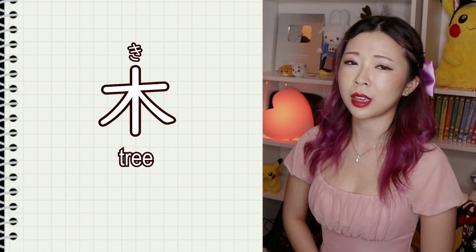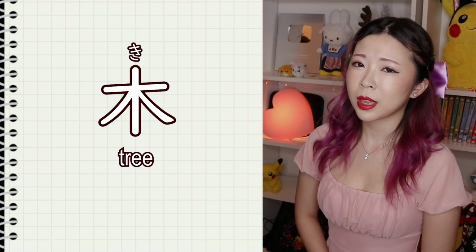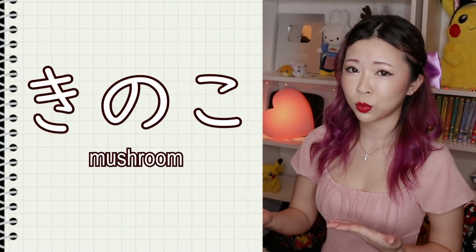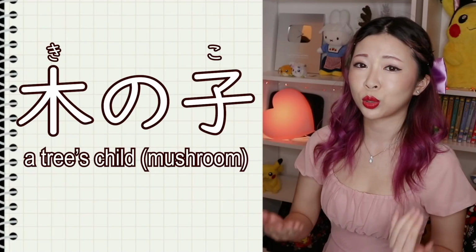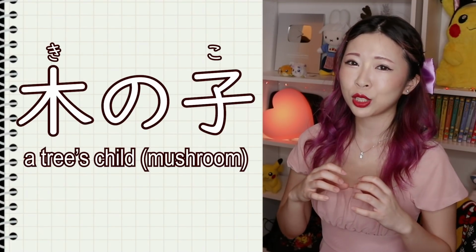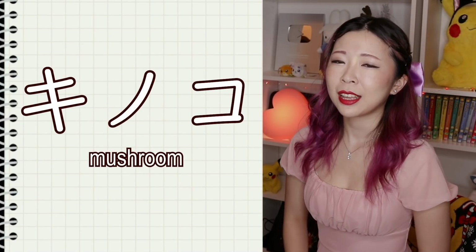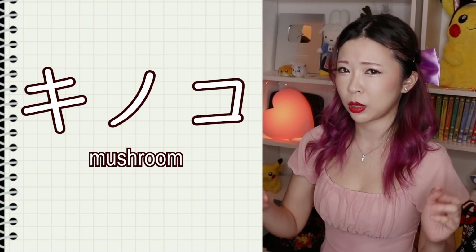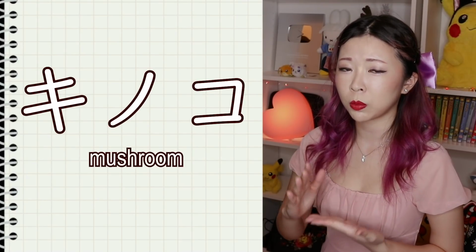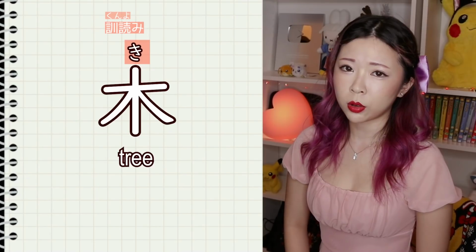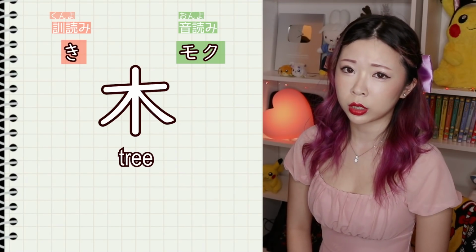I talked about this in my absolute beginners video, but kinoko means mushroom, but literally a tree's child. A mushroom is a child of a tree. Kinoko. Ki, that's the etymology. When we write the word mushroom, we usually write in katakana or hiragana. Alright, and the onyomi is moku.